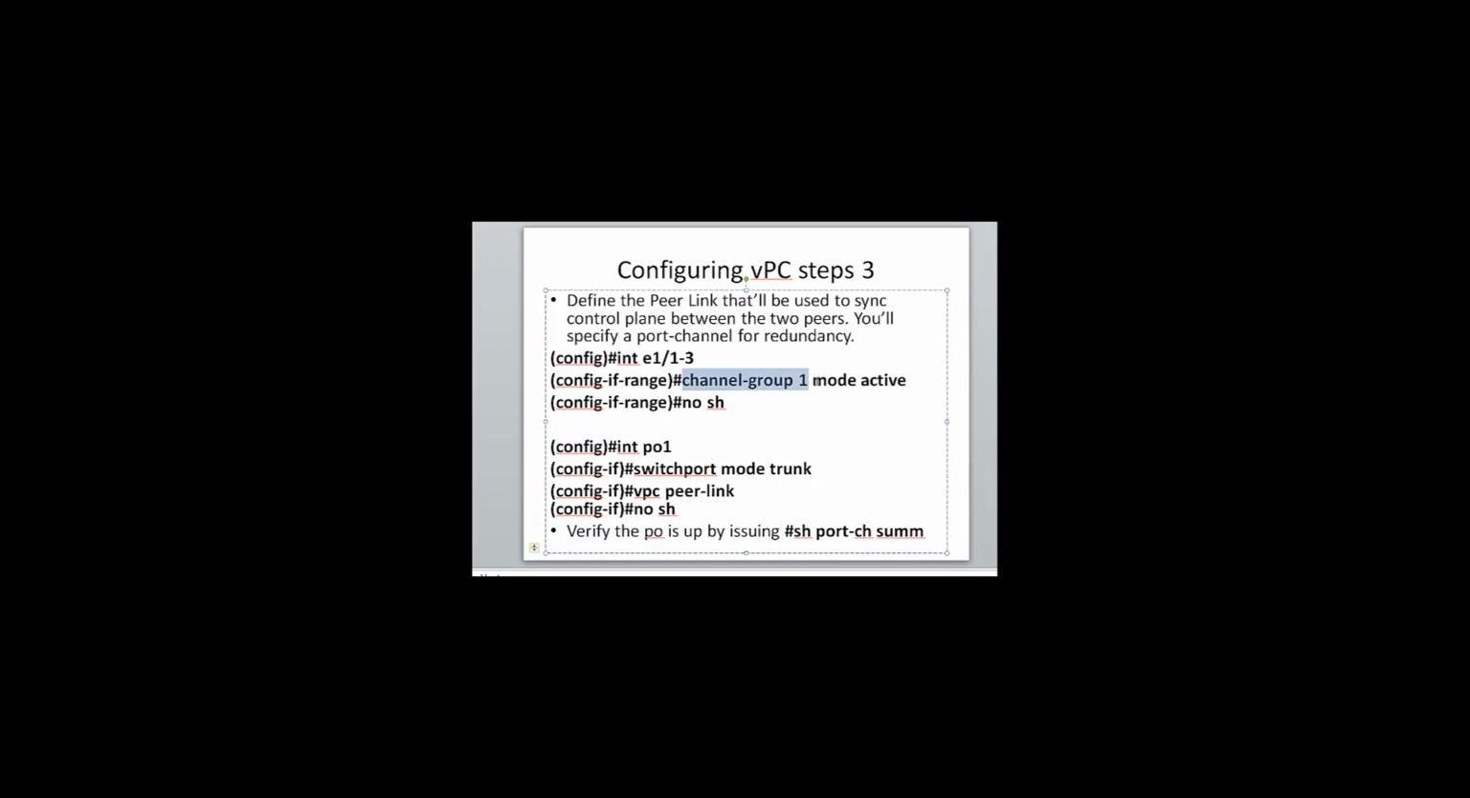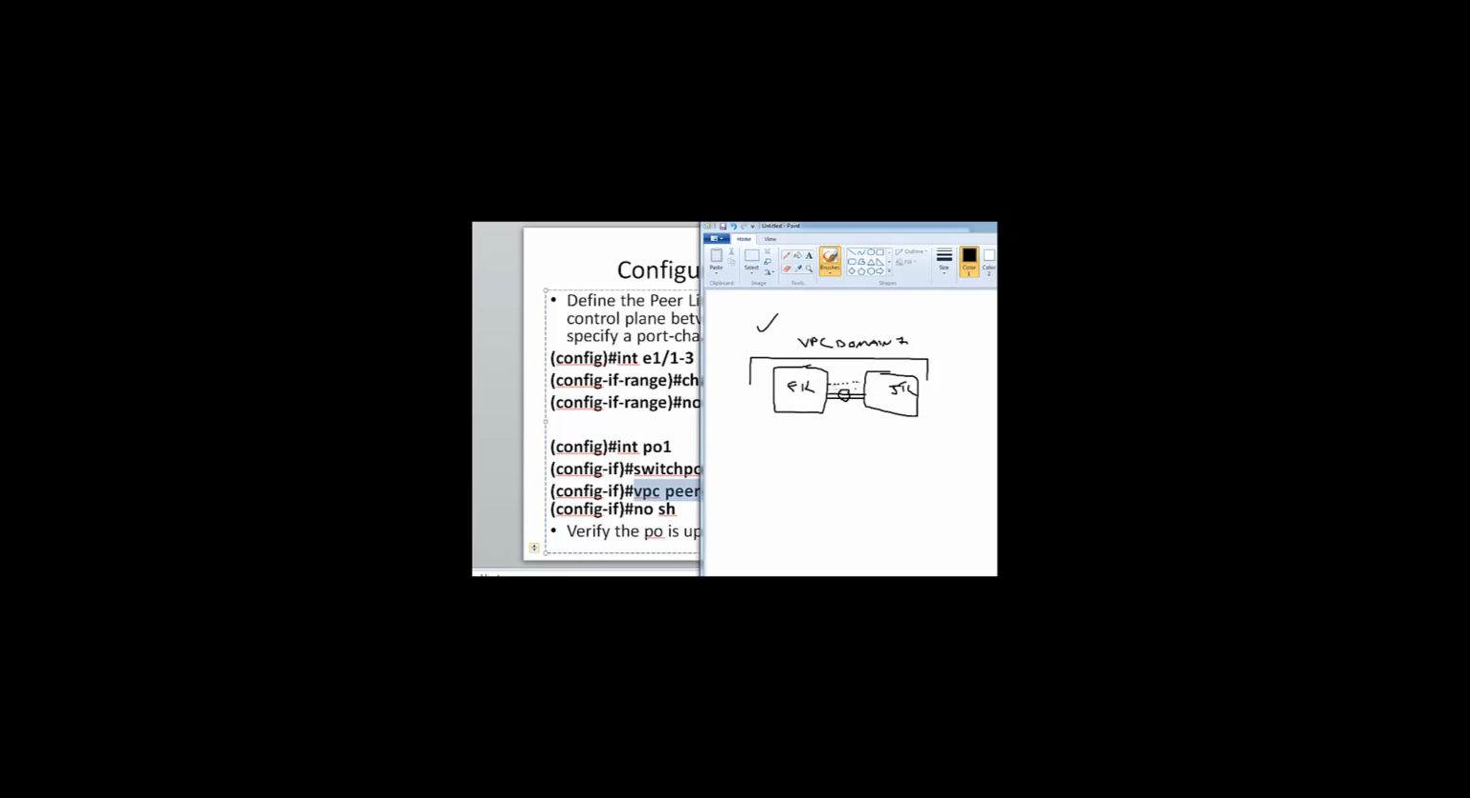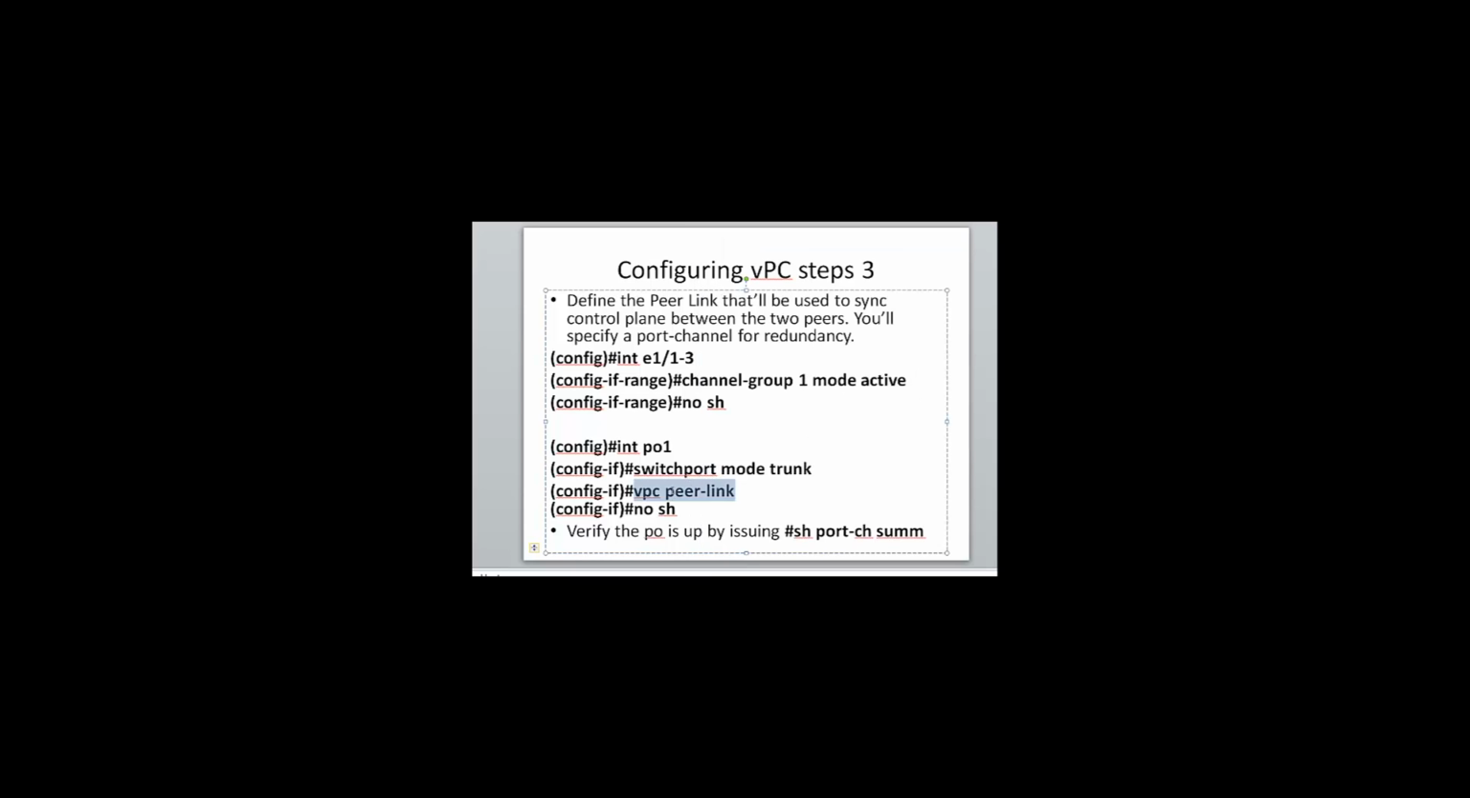I'll call this port channel 1 mode active. I'll turn it on, I mean, no shut. I'll make it a trunk. And this is the key command here, guys. You want to say that this link, or this port channel between the 2 ends here, is the peer link. And no shut. And these are the basic commands in here.